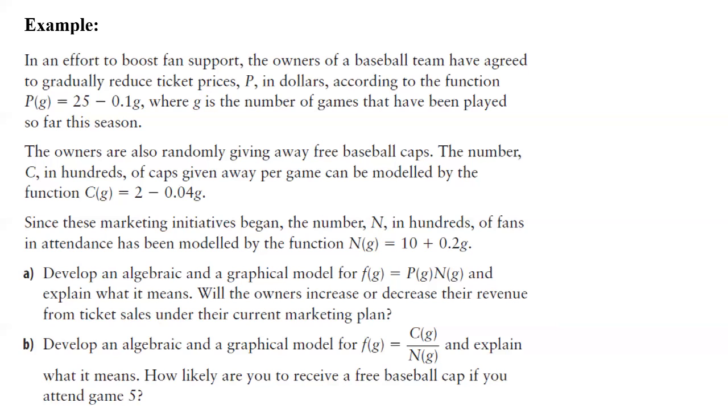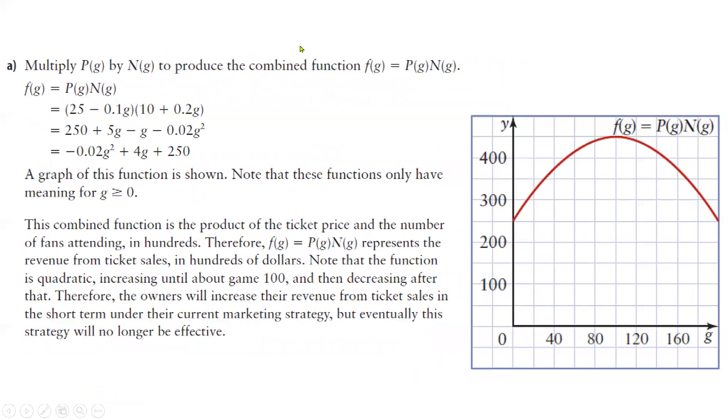Okay, now let's have a look at the solutions together. Question A. So first, let's have a look at F(G), which is a product of P(G) and N(G). So we can multiply P(G) and N(G) together, which is the product of 25 minus 0.1G and 10 plus 0.2G. And we can expand it using the distributive law, right? So the final result is minus 0.02G squared plus 4G plus 250.